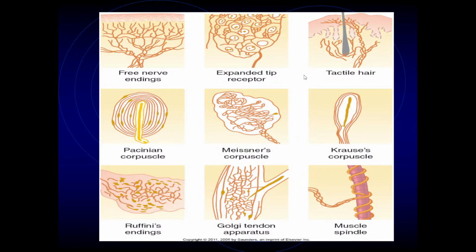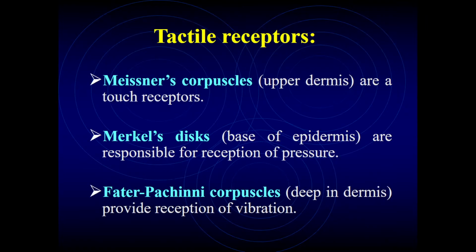Free nerve endings, tactile Krause corpuscles, Meissner's, and there are skin receptors and proprioceptors. Tactile receptors. Meissner's corpuscles are located in the epidermis, and they are touch receptors.